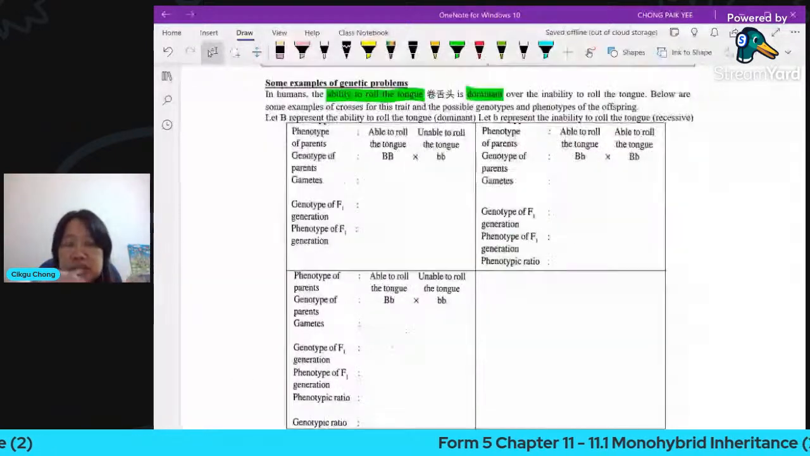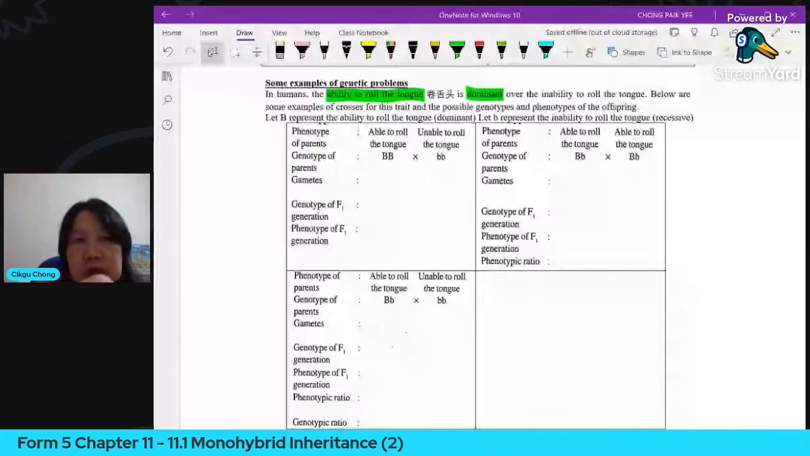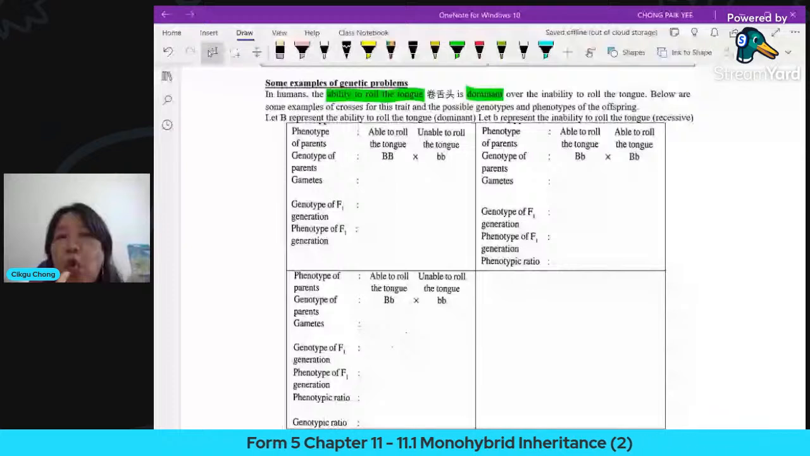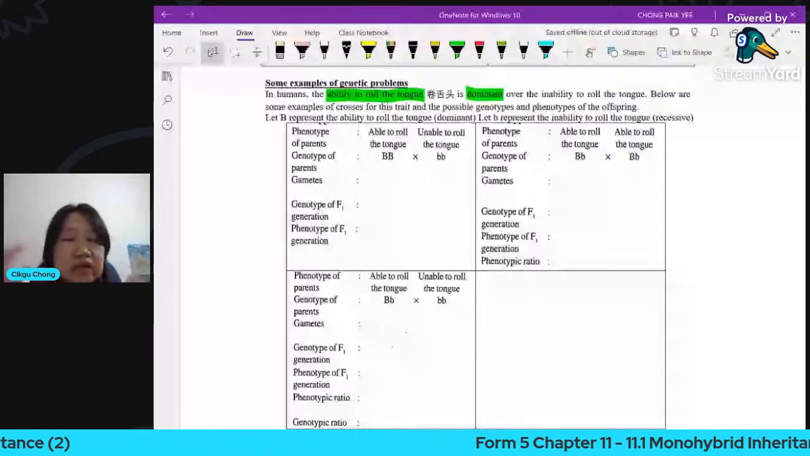We can also talk about the human ability to roll the tongue, which is known to be dominant. Roll the tongue, the U shape. I'll show you, I can. So I must have the dominant allele inside my cells, inside my chromosome. Otherwise I cannot roll it. Those with the inability can't do it, no matter how hard they try. You can't learn it. You can try yourself, look in the mirror.